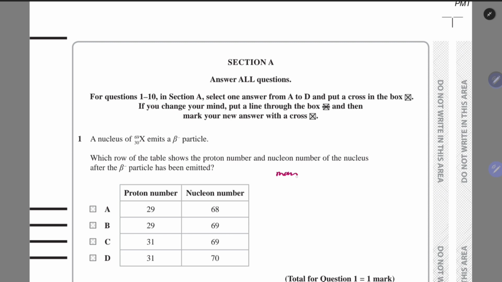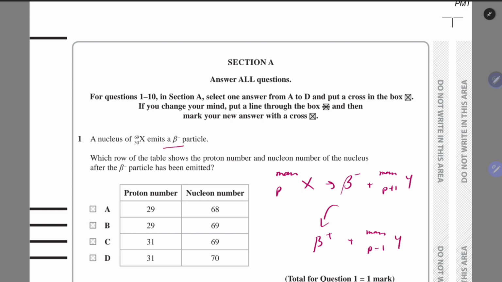This is mass and this is proton. Let's take it as P, and this is our nucleus. When a beta negative particle is emitted, the mass number stays the same, but the proton number increases by 1. And for beta positive, the mass number still stays the same, and the proton number decreases by 1.